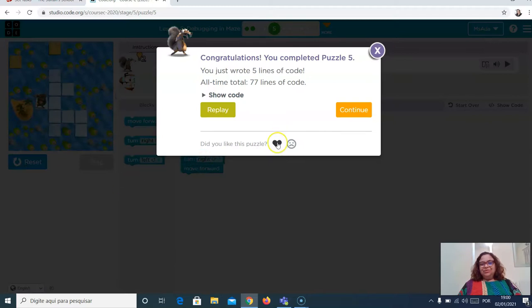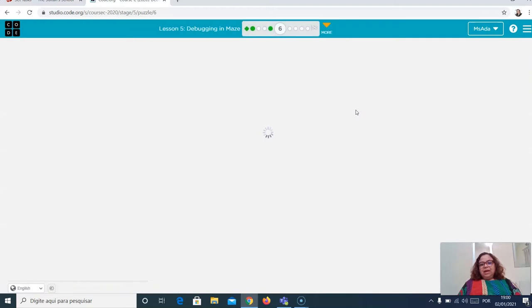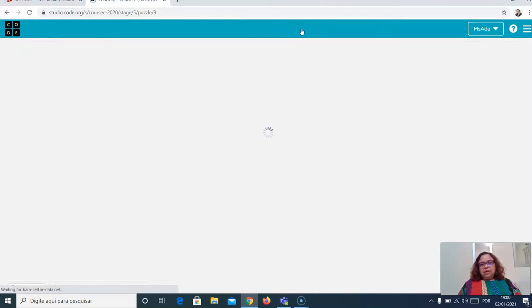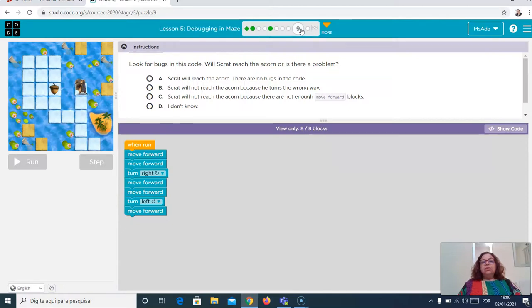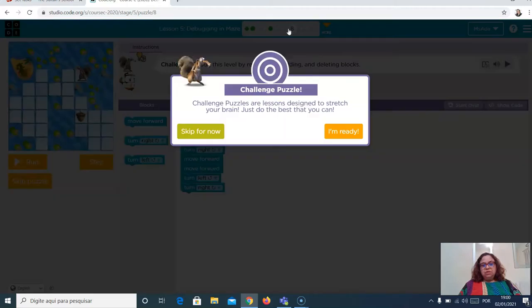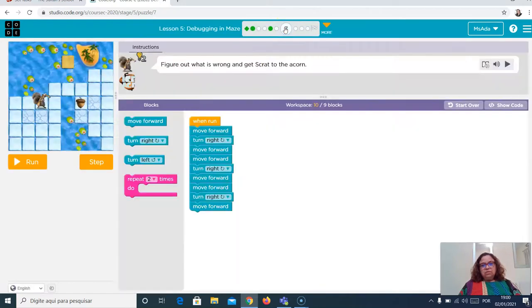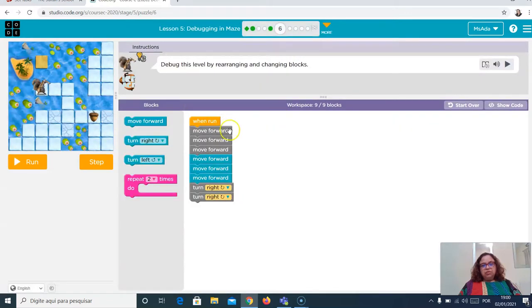Excellent. I love this one. He got his acorn. And we are going to go to a more advanced level. Oh, this is good. Let me go to level 8 first. See, there's a challenge. No, not the challenge I want. I want maybe 7. I think I will do the next one, this one.